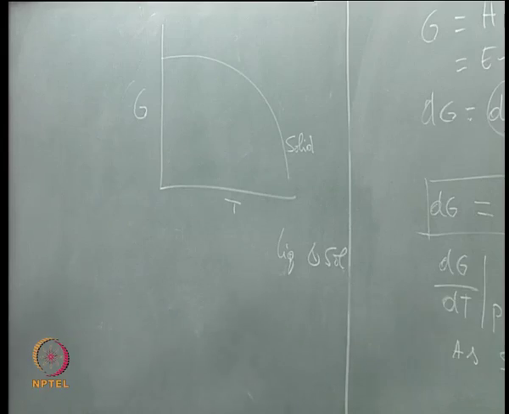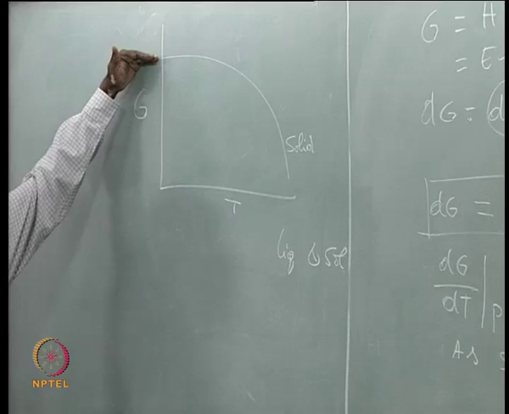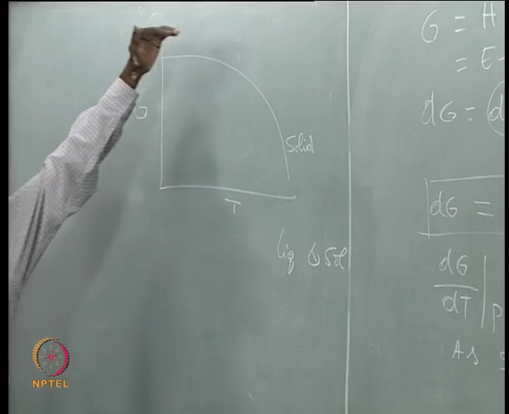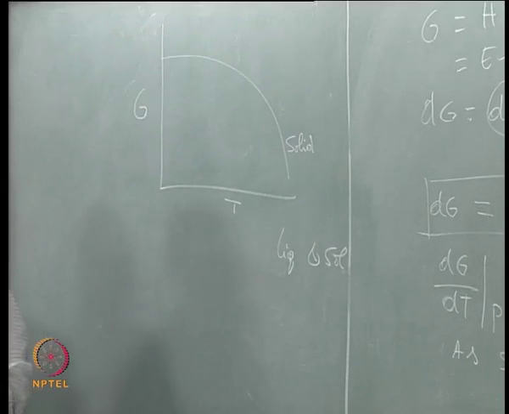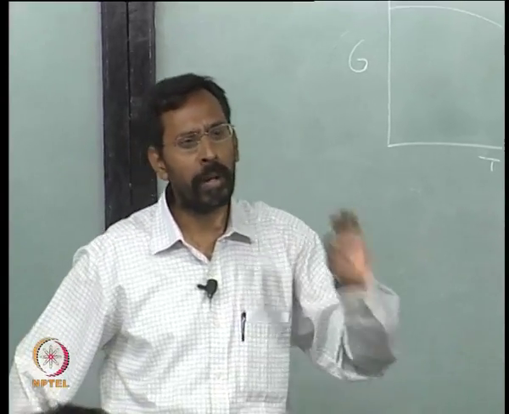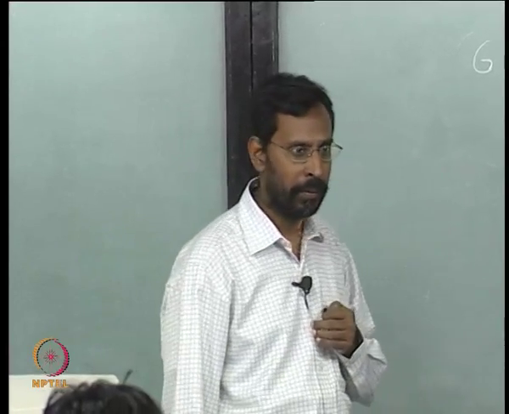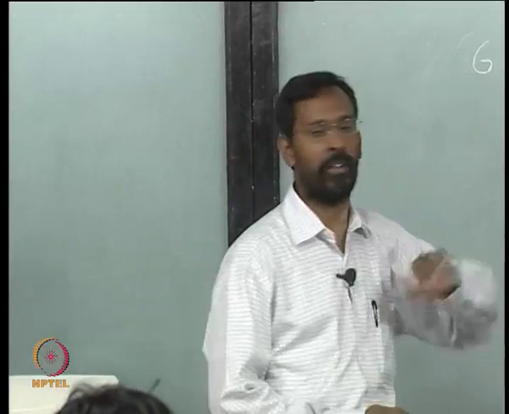It is satisfying whatever I have said before, that its slope goes to 0 at absolute 0 and its slope keeps on increasing in a negative sense as the temperature is increasing. This is fine. Now if I superimpose a liquid free energy curve on this, how should that be? What should the characteristics of that be with respect to this curve?